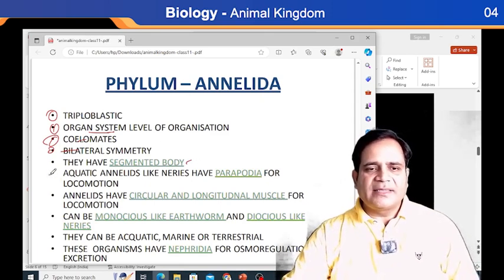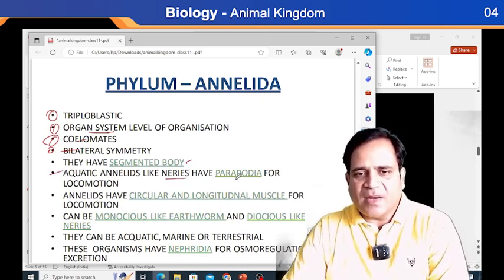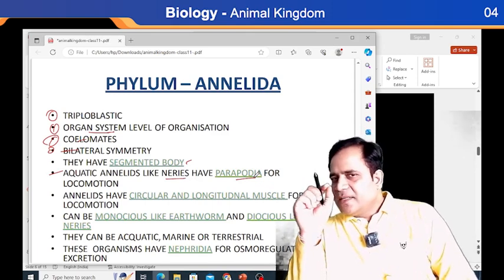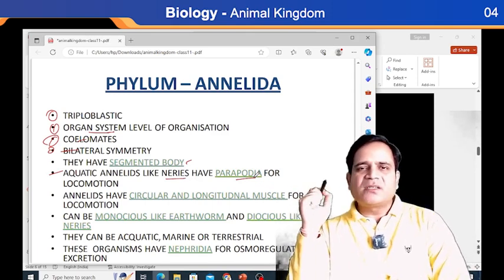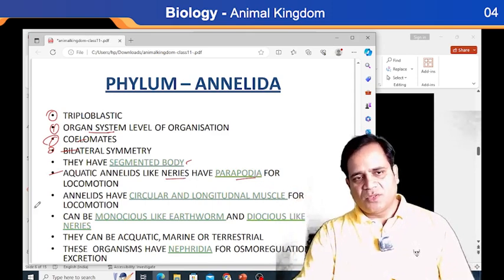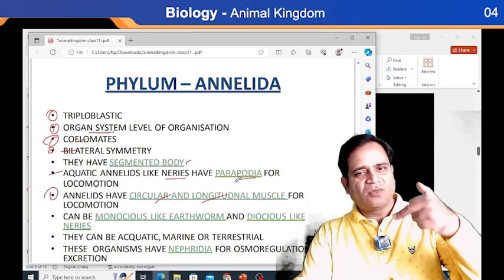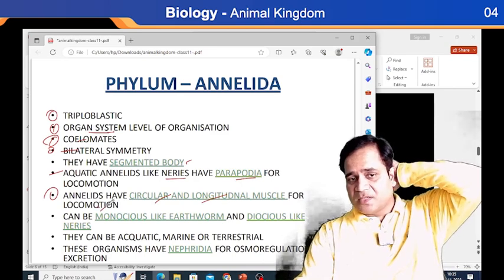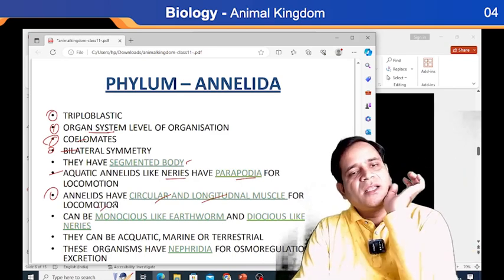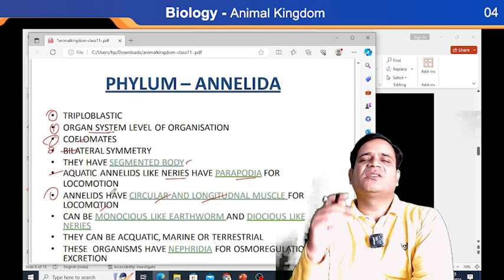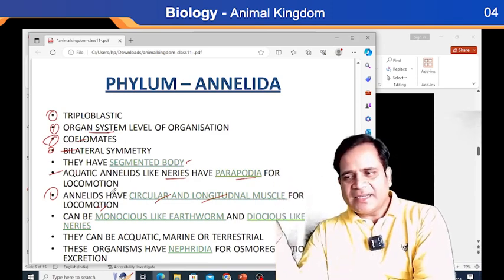Aquatic annelids like Nereis have parapodia. Parapodia means small feet. For what purpose are those small feet? For helping locomotion. Next, annelids have circular and longitudinal muscles. The main purpose of these circular and longitudinal muscles is what? Locomotion, which is responsible for moving from one place to another place, my dear.